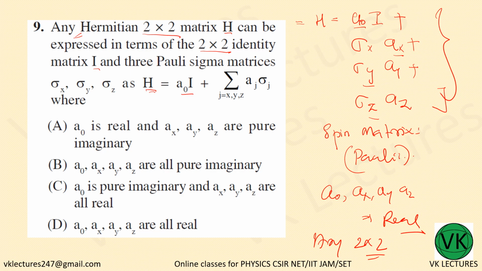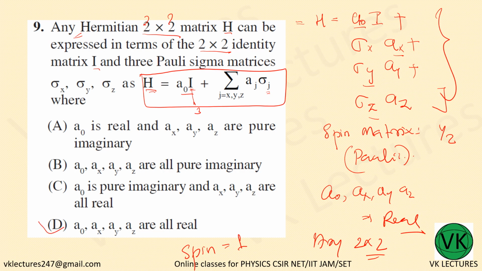Now what about spin 1? This is spin half, Pauli spin half matrices. What about spin 1? Then also every 3 by 3 matrix H, Hermitian matrix or any square matrix of order 3 can be expressed in this form. Then this becomes identity matrix of order 3, and sigma x, sigma y, sigma z matrices are spin 1 matrices. So your option is where A naught, Ax, Ay, Az are real numbers.